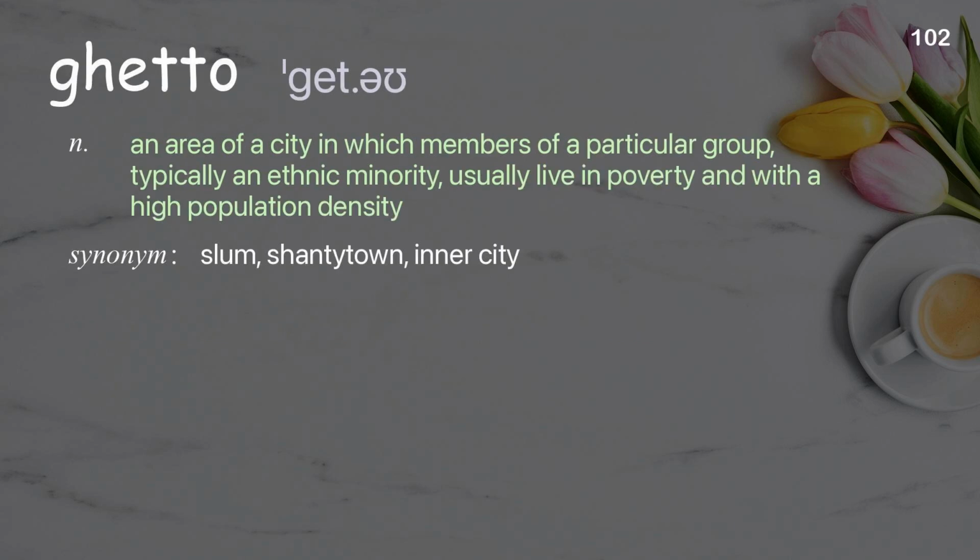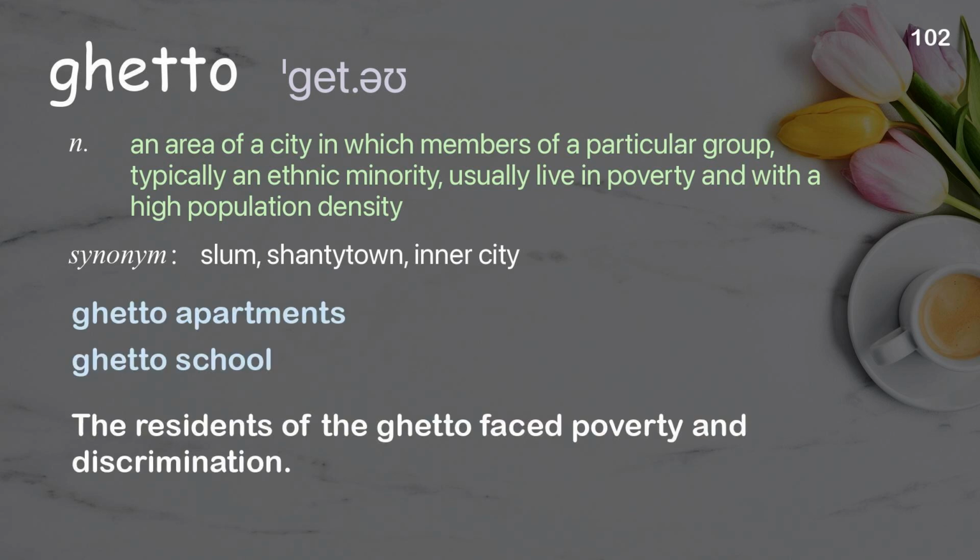Ghetto. An area of a city in which members of a particular group, typically an ethnic minority, usually live in poverty and with a high population density. Examples. Ghetto apartments. Ghetto school. The residents of the ghetto faced poverty and discrimination.